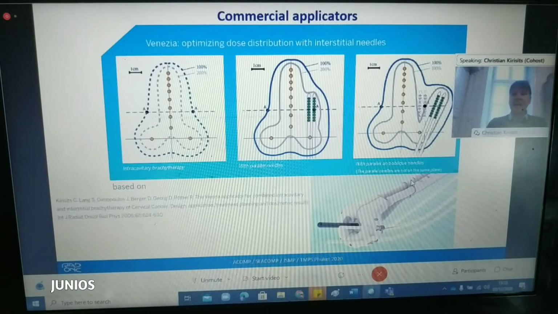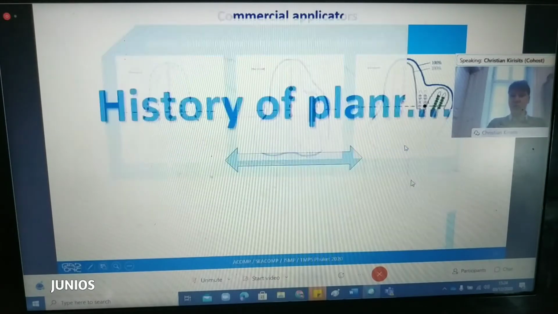The commercial applicators have become available. For instance, the Venezia applicator. I'm also aware of the Geneva applicator. Also the other company, Varian, is providing something. And with these applicators, what you can see here, you're able to optimize and fine-tune the dose distribution.